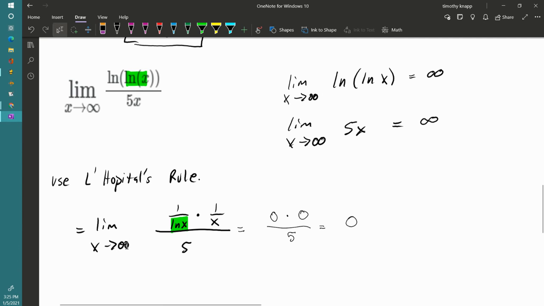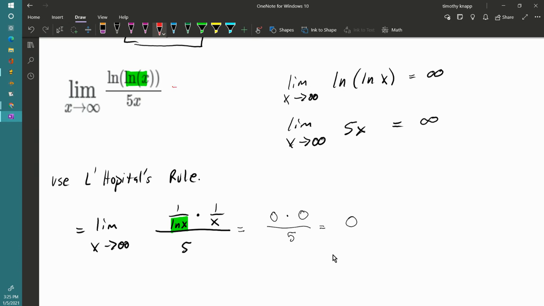Now I limit these guys to infinity, right? Well, 1 over infinity actually limits to 0, and 1 over infinity again limits to 0. So the numerator happens to be 0 times 0, and the denominator happens to be 5, which means the limit ends up being 0, okay? So there you are. That's pretty good.